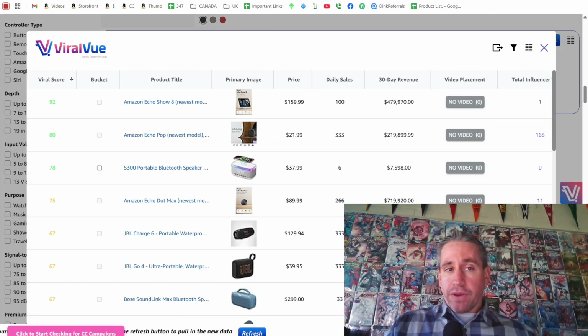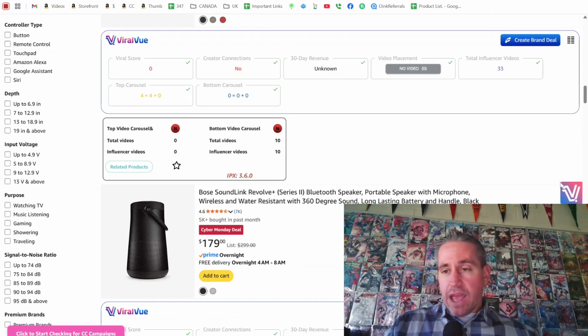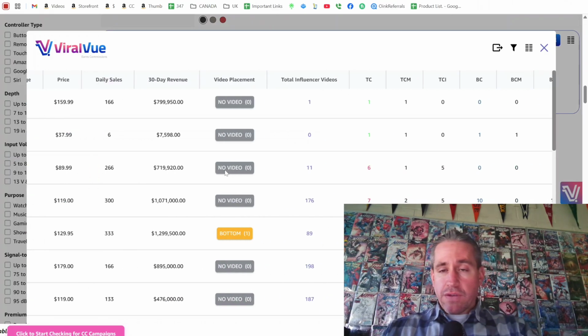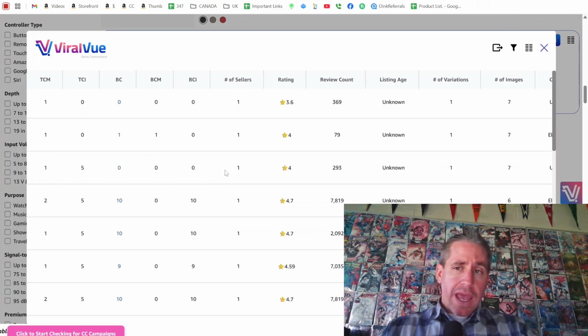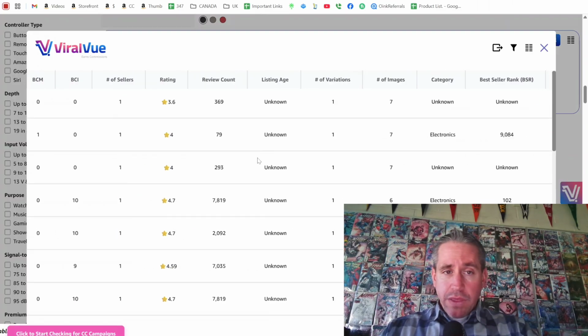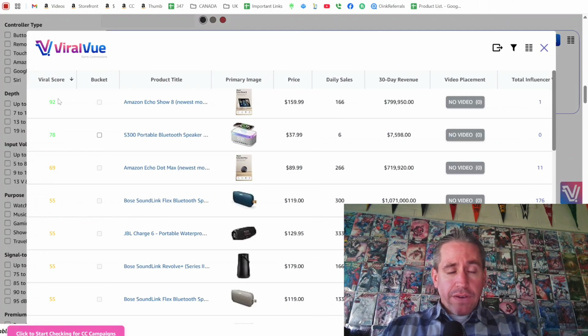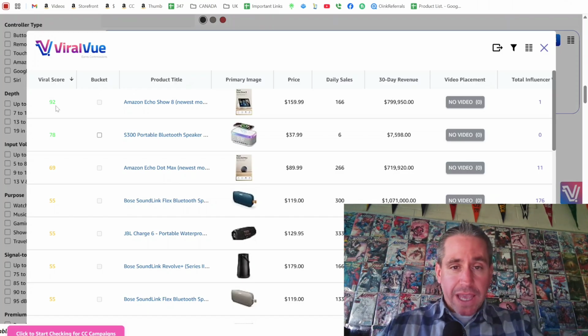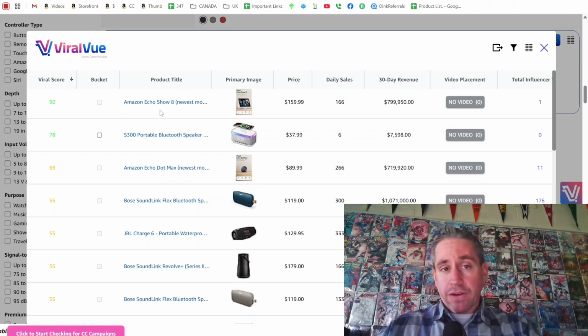Now let's see ViralVue. For ViralVue, this is what I did. I just looked up speakers, and they have this little pop-up that comes up. And what I like about ViralVue is that it gives you this whole big chart that you can filter and sort and do whatever you want with. And so you could see here, it gives you a viral score, which is kind of like what Oink does and tells you how much of a chance there is of getting a profit. But the viral score is a really good indicator of if you're going to be making money off of this thing. So you could see the Amazon Echo Show 8.